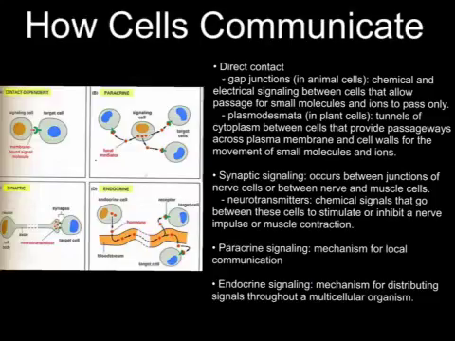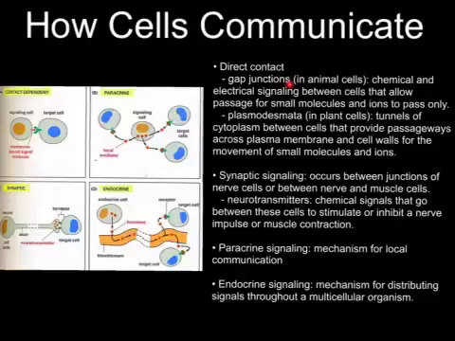Next up is how cells communicate. One way is through direct contact, and there are two different types. One is gap junctions, and the other one is plasmodesmata. Gap junction is a chemical and electrical signaling between cells that allows passage for small molecules and ions. Plasmodesmata is also the same, but it's only in plants, where tunnels of cytoplasm between cells provide pathways across plasma membrane and cell walls for the movement of the molecules.